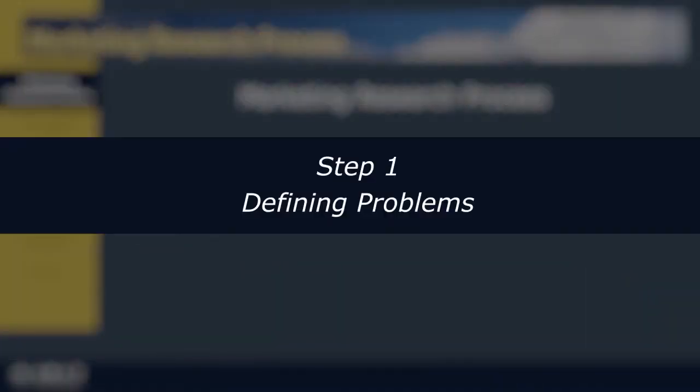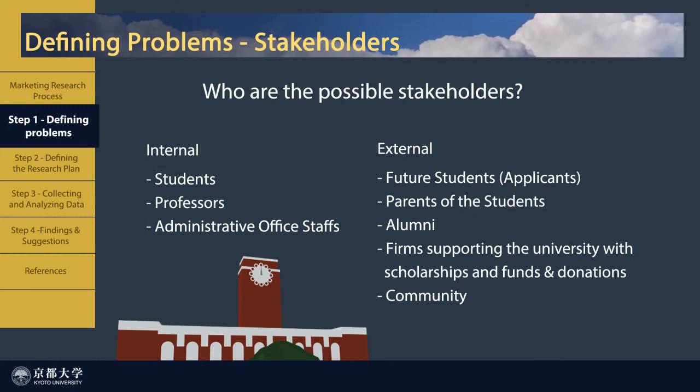Step 1. Defining problems, the very first step of the marketing research. First thing we did was to think who the possible stakeholders are. Again, it is a university. If you see inside the organization, the main stakeholders would be students, professors, and administrative office staff.